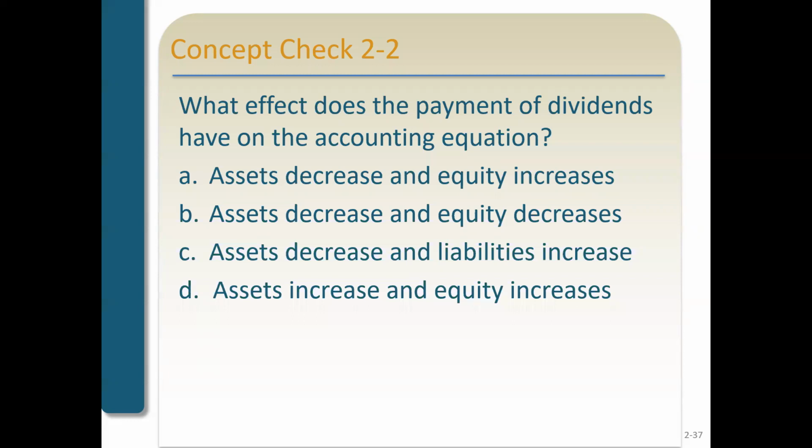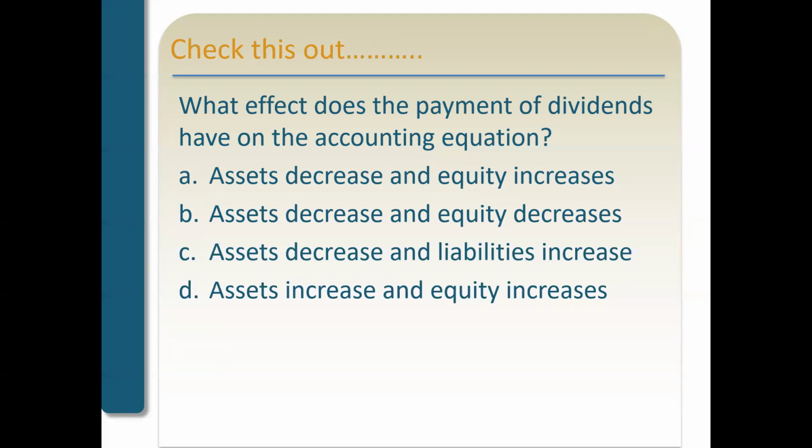Is it B, assets decrease and equity decreases? You're exactly right. Our cash decreased, which is an asset, and our equity decreased because dividends reduced retained earnings, which is part of stockholders' equity. And guys, what effect does the payment of dividends have?